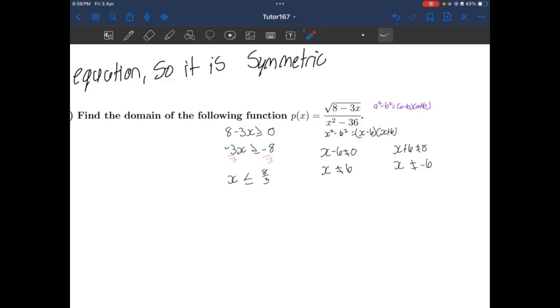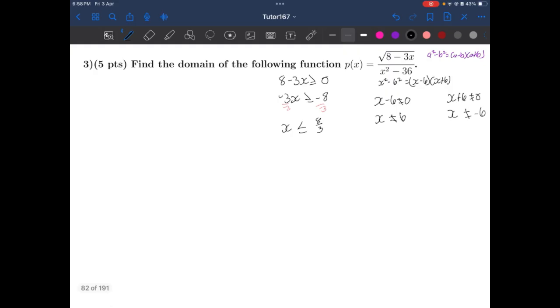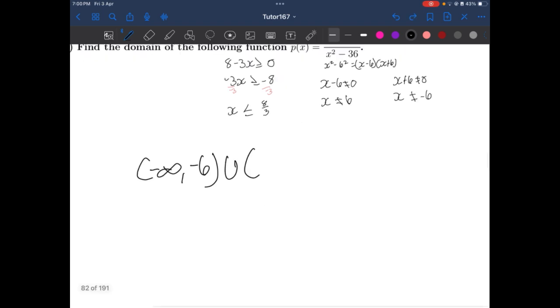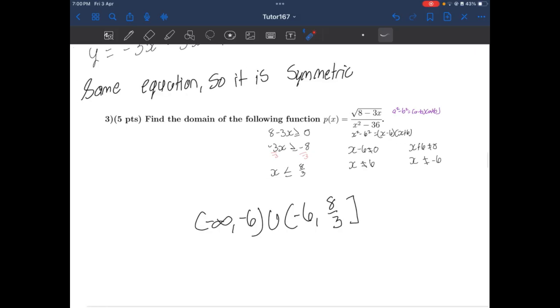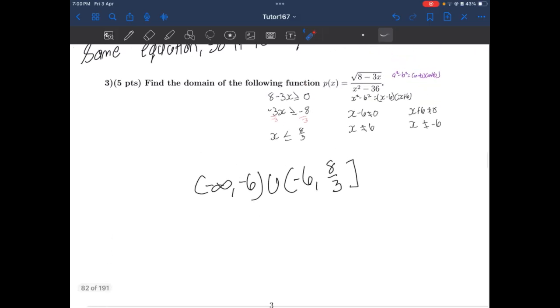Okay? So, to write that in interval form, that is negative infinity up to negative 6, union negative 6 to 8 over 3. So this is saying our values are between negative infinity and negative 6, and then negative 6 up to 8 over 3. And this is our answer.